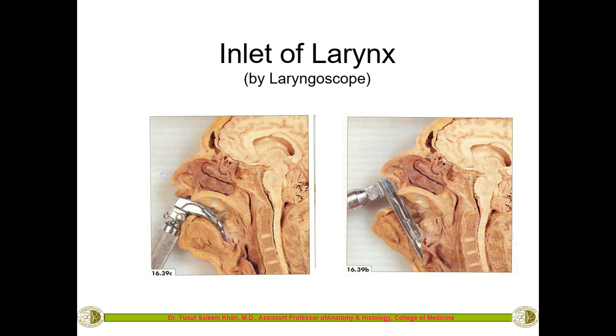Now coming to the inlet of the larynx. The instrument we use to see the inlet of the larynx is called the laryngoscope. Here you can see the traditional laryngoscope, and they are lifting the larynx. Because the larynx is in the front, the laryngoscope has to be brought in line with the larynx itself. So it will pull the epiglottis and be brought in line with the larynx, so that you can see the larynx clearly.